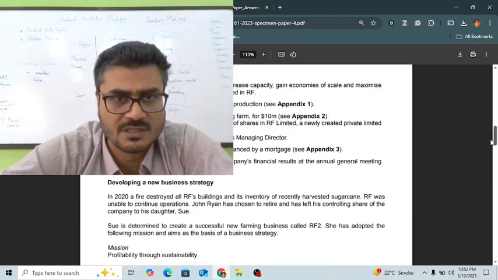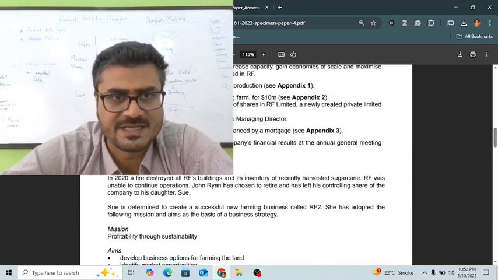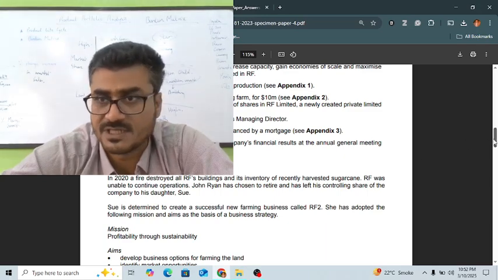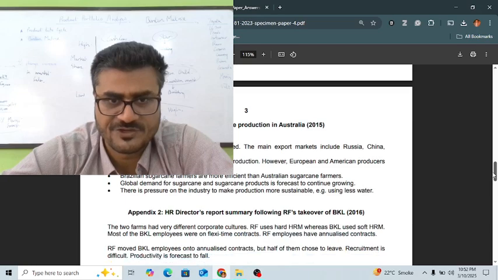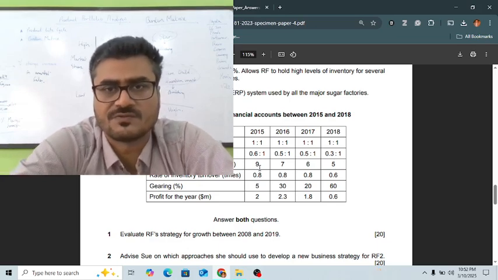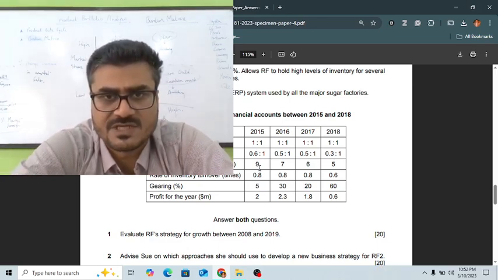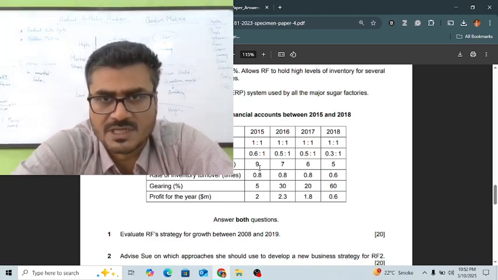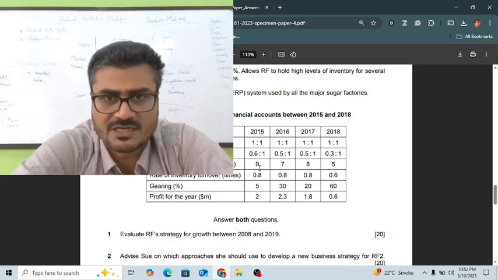And again, moving to 2019, RF's shareholders approved the company's financial results at the annual general meeting. See Appendix 4. So we can see in Appendix 4 what happened. There are certain ratios provided to us. Current ratio, we can see that from 2015 to 2018 it is stagnant, 1:1. So it is a good healthy ratio. We can see the acid test ratio is consistently decreasing from 2015 to 2018. So you can comment on why the acid test ratio is decreasing.